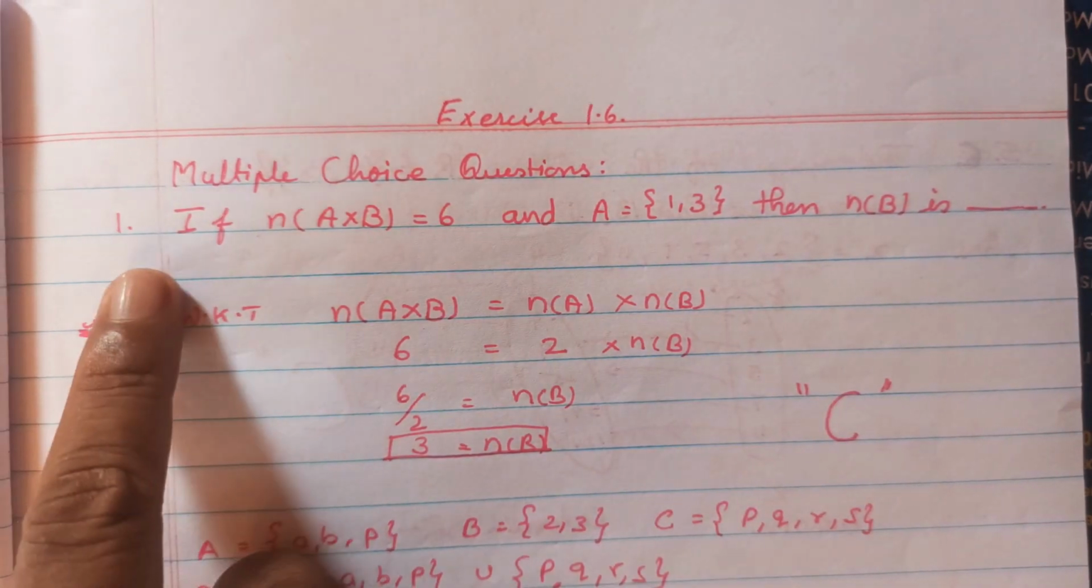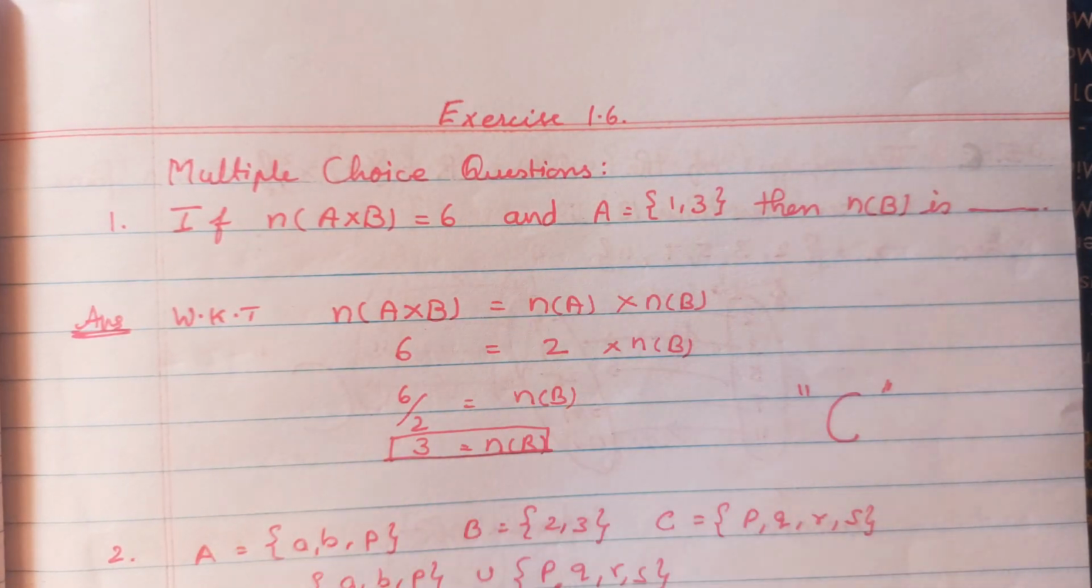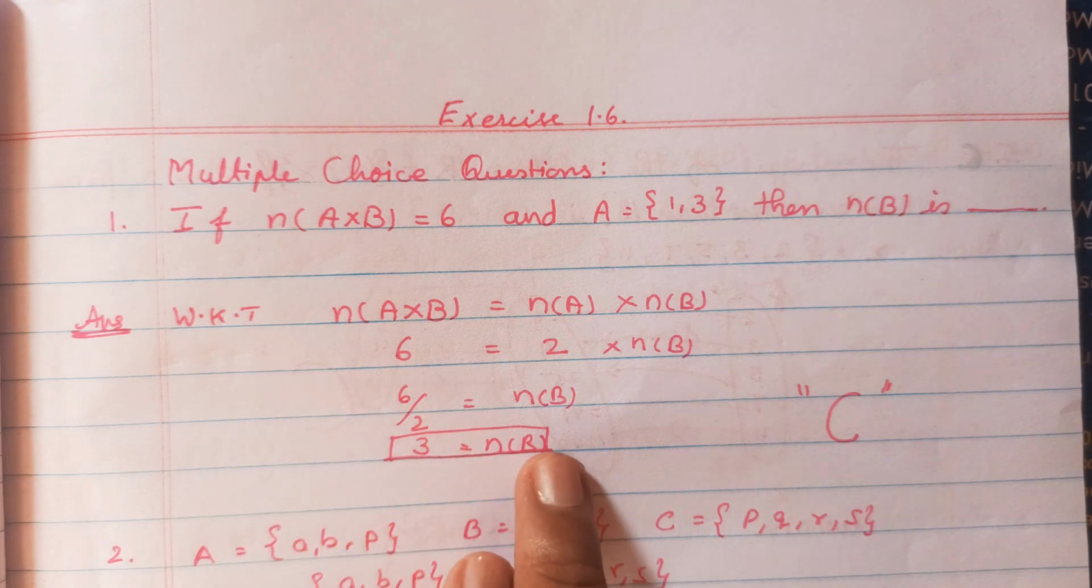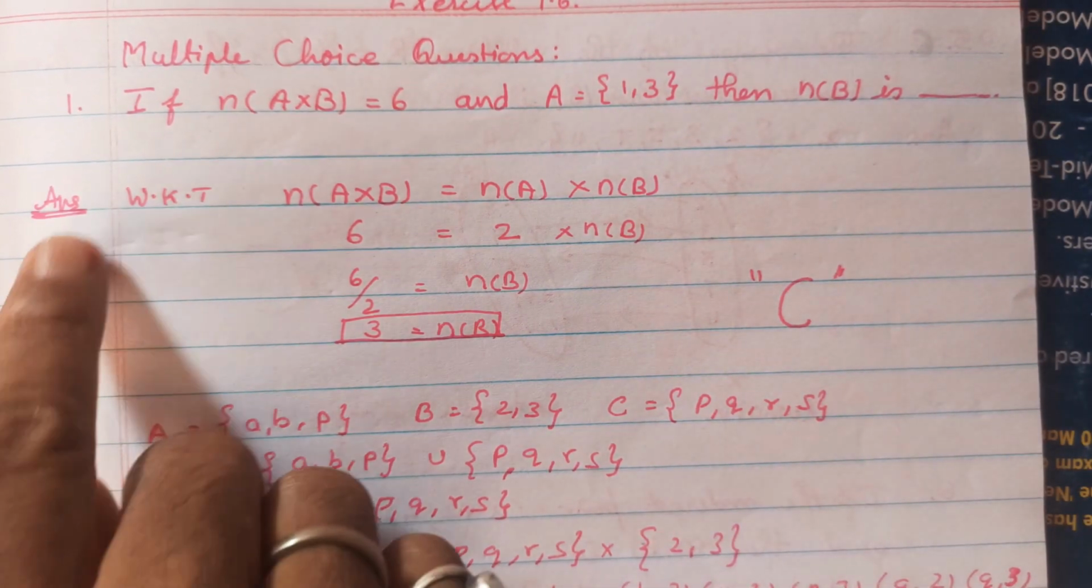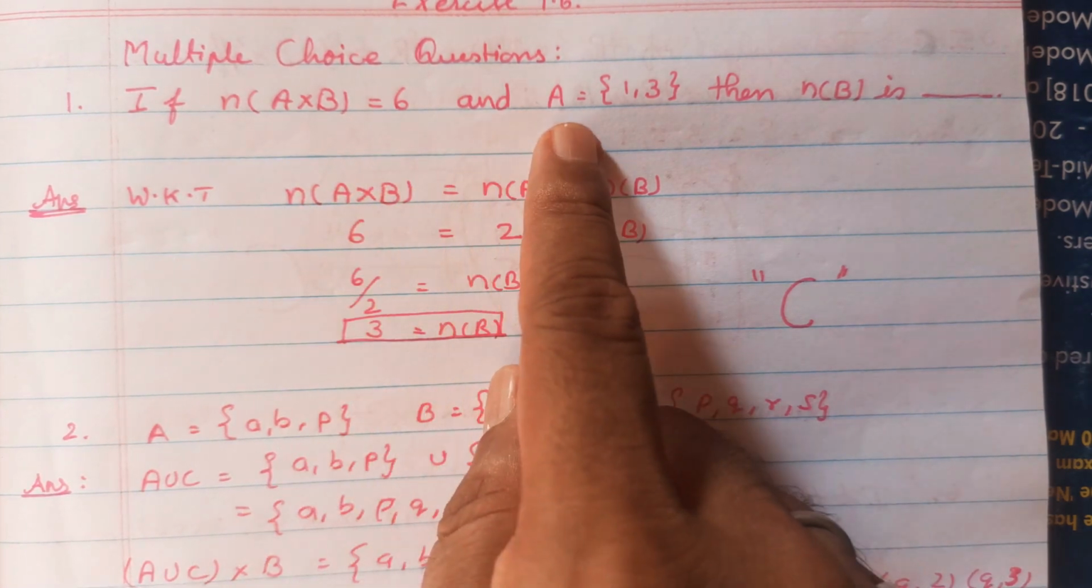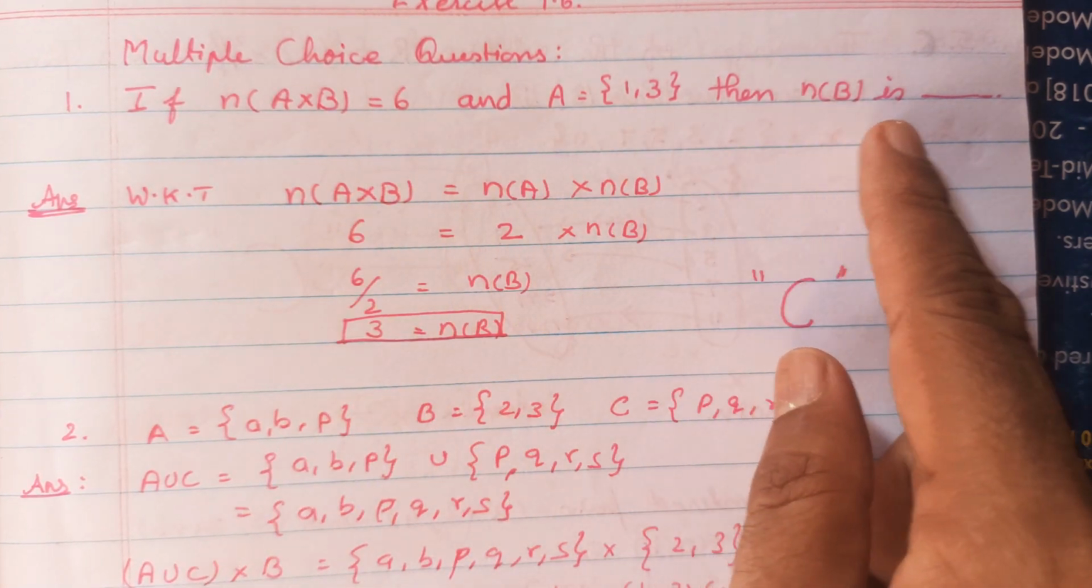Exercise 1.6 multiple choice question. So here the answer for each question is being presented. As you can see, the first question: n of A cross B is equal to 6, A is equal to {1, 3}, then what is n of B?